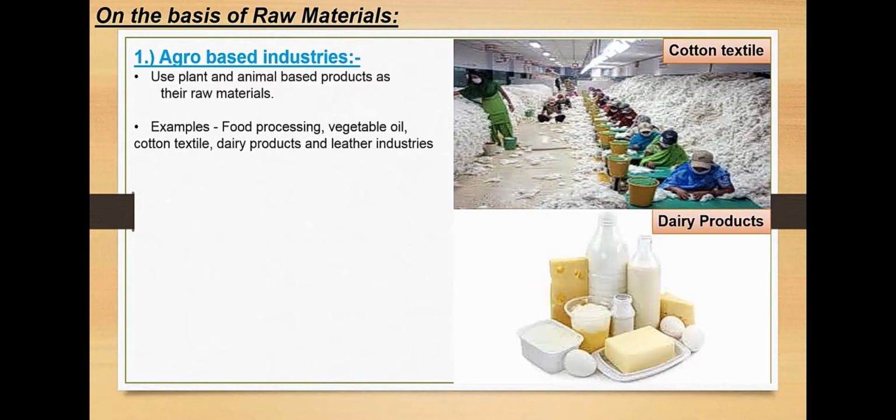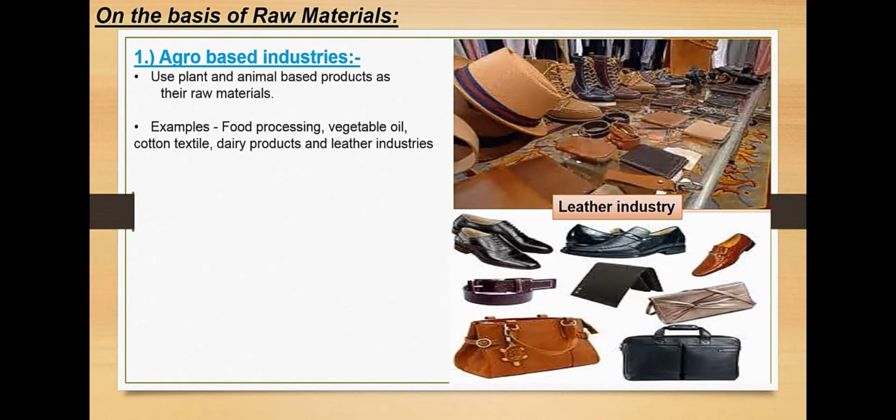And dairy products like milk, whatever cheese it is, we are getting the milk from cow. It is animal. So both plant and animal products are agro-based industries. You can give a lot of examples for these agro-based industries. The input will be the plant products and animal products. Vegetable oil means we will get sunflower seeds, etc. Food processing, cotton and textile industries, dairy products, and also we can give the example of leather industries.